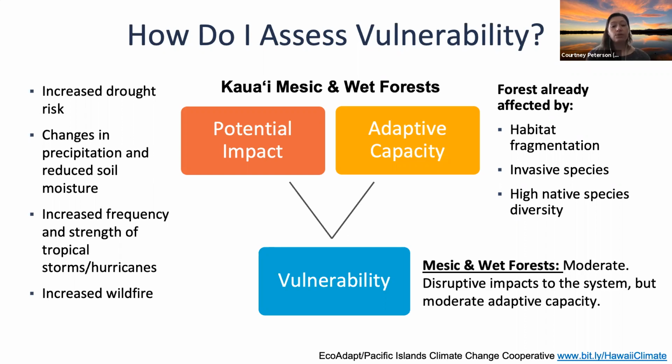And so the overall vulnerability was rated as moderate for those mesic and wet forests because those impacts are disruptive to the system, but there is some moderate adaptive capacity because of that high native species diversity. So that's just one example of thinking about the overall vulnerability rating for an ecosystem type or your management topics.